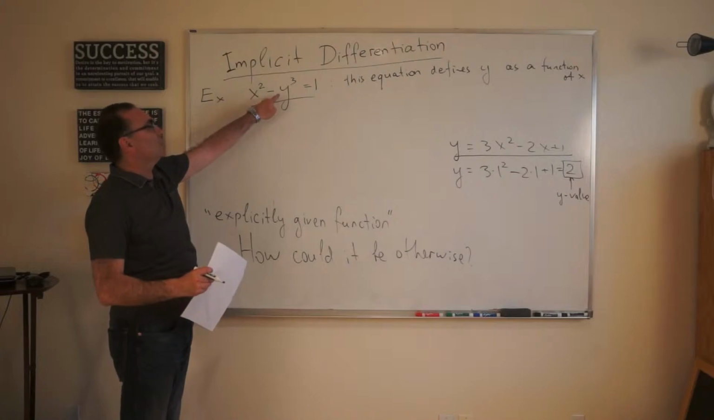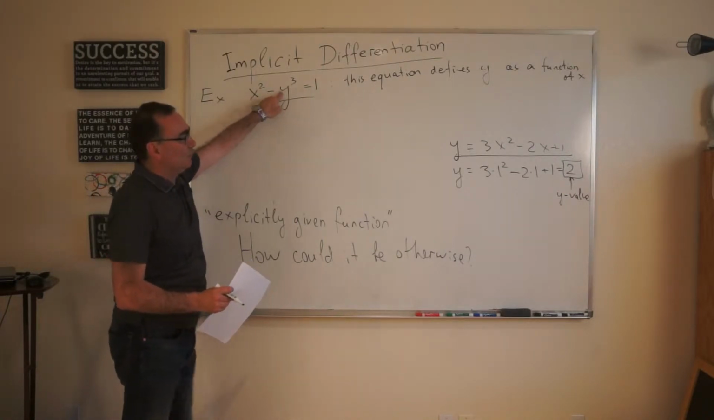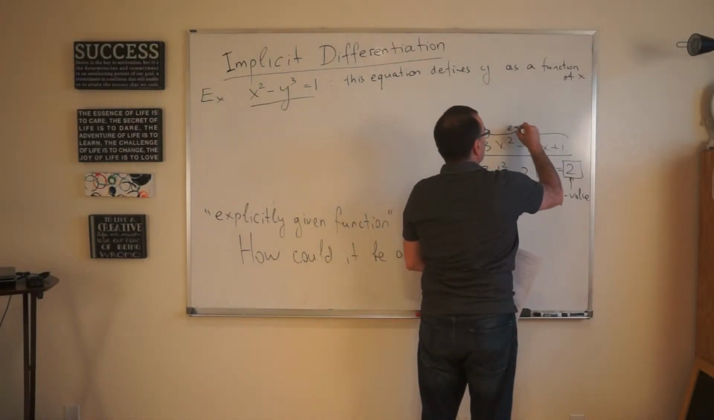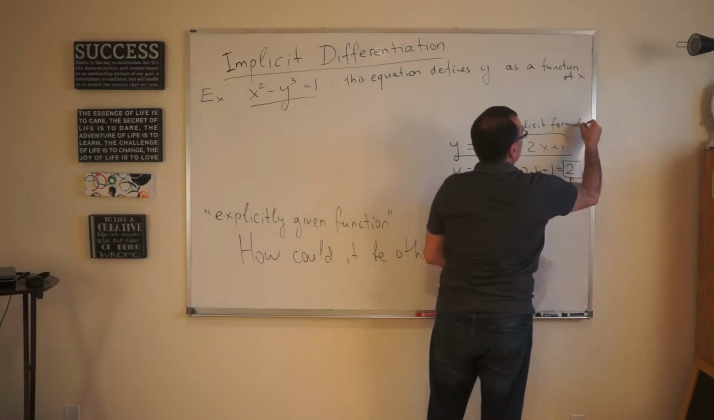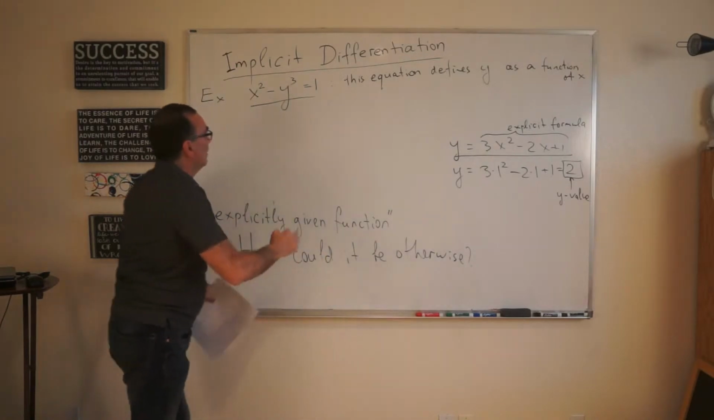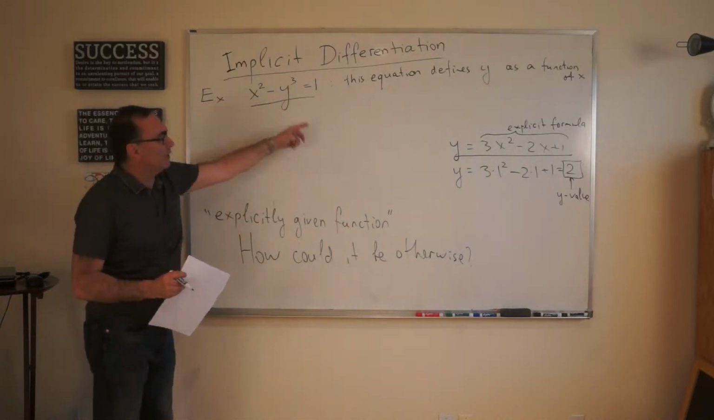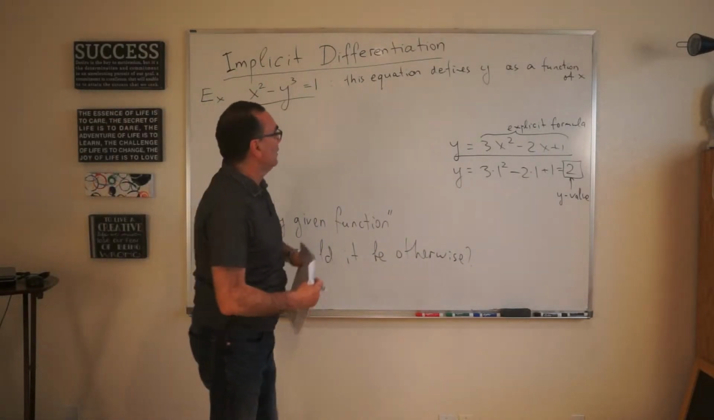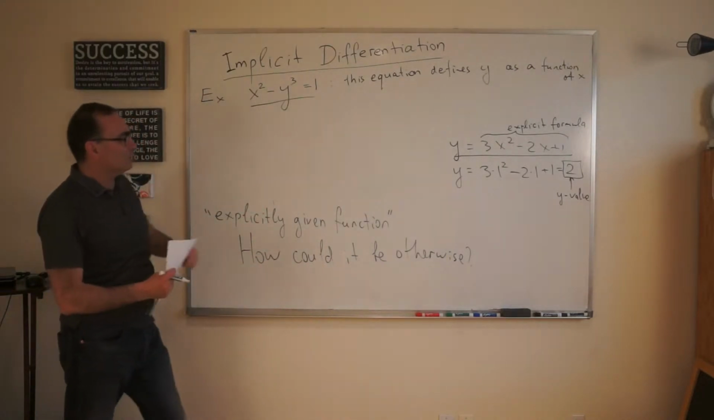However, in this equation y is not isolated, so this is not given as an explicit formula. This is an explicit formula for y, in the sense that y equals some formula involving x. Now this is an equation involving x and y, and it's not expressed in the form y equals something with x. However, it is still defined. This equation still defines a function, and we can do pretty much the same thing.